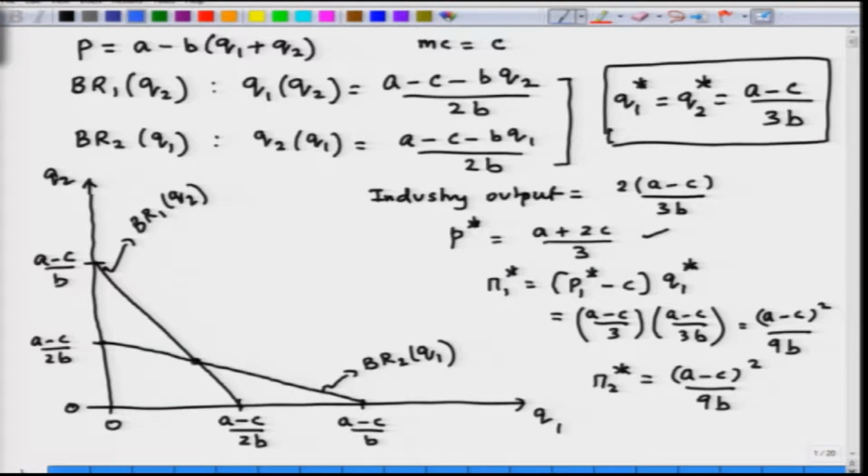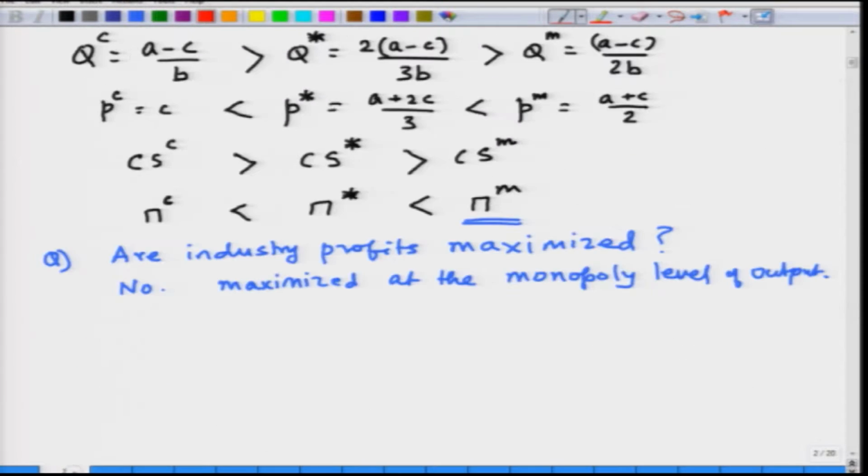So, if I look at this graph, what are the monopoly levels of output? Well, if firm 2 were to produce (A - C)/2B, that would be a monopoly level of output. If firm 1 were to produce (A - C)/2B, that would be a monopoly level of output, and any combination of Q1 plus Q2 which adds up to (A - C)/2B would be the total monopoly output, where the industry profit is maximized.